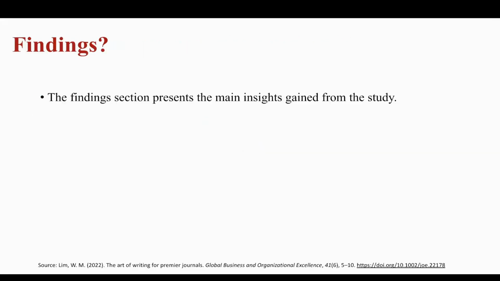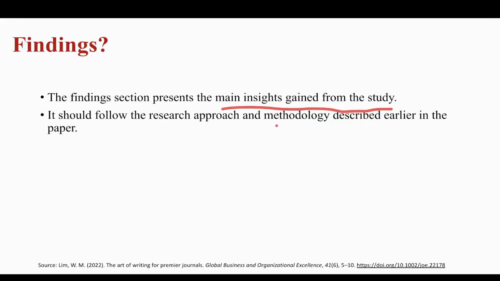Let's go ahead to what we cover in the findings. We have to first understand that the findings section presents the main insights gained from the study. As we have already highlighted, we focus on what the findings of the study finally are. It should also follow the research approach and methodology described earlier in the paper. As we are saying, these chapters speak so much to each other, right? If we do not connect the methodology we are following with the findings, then we will lose the connect, and at any point of time, we can't afford to lose that connect.